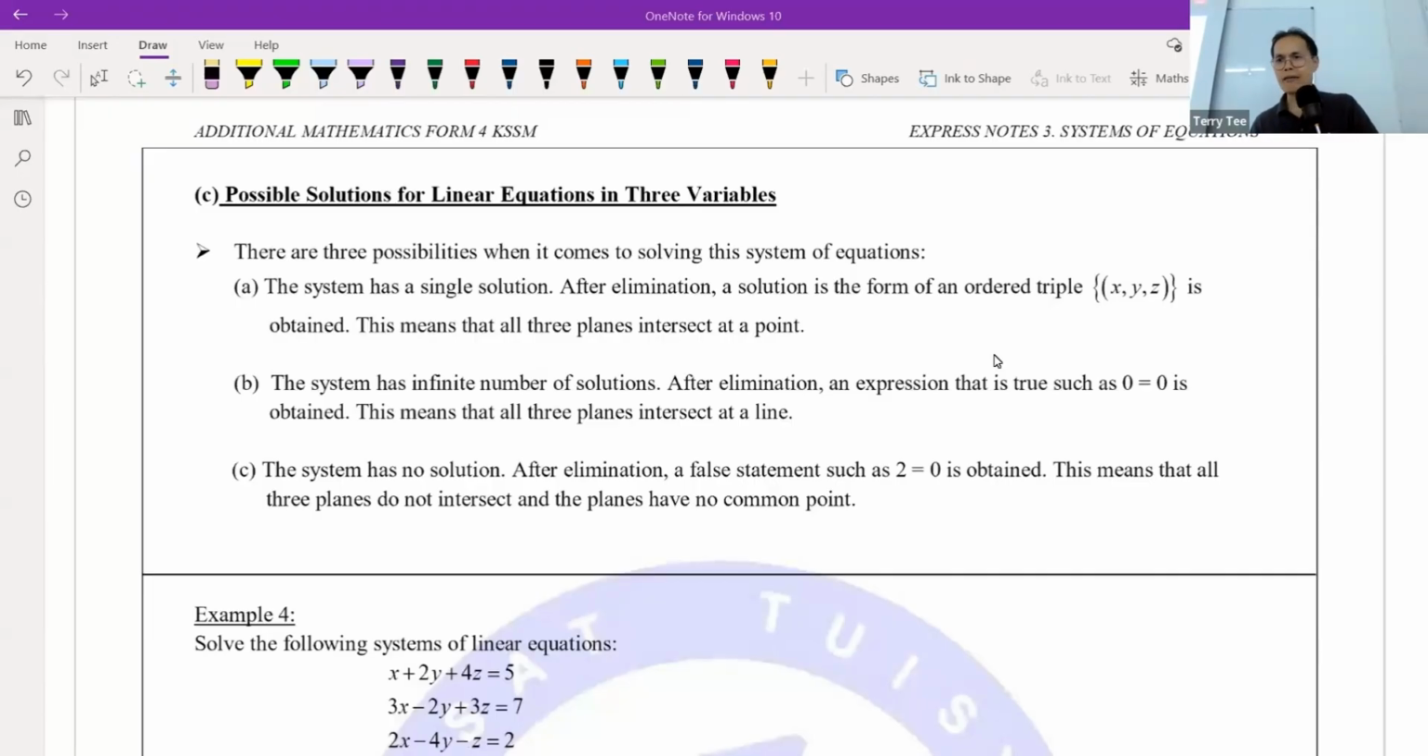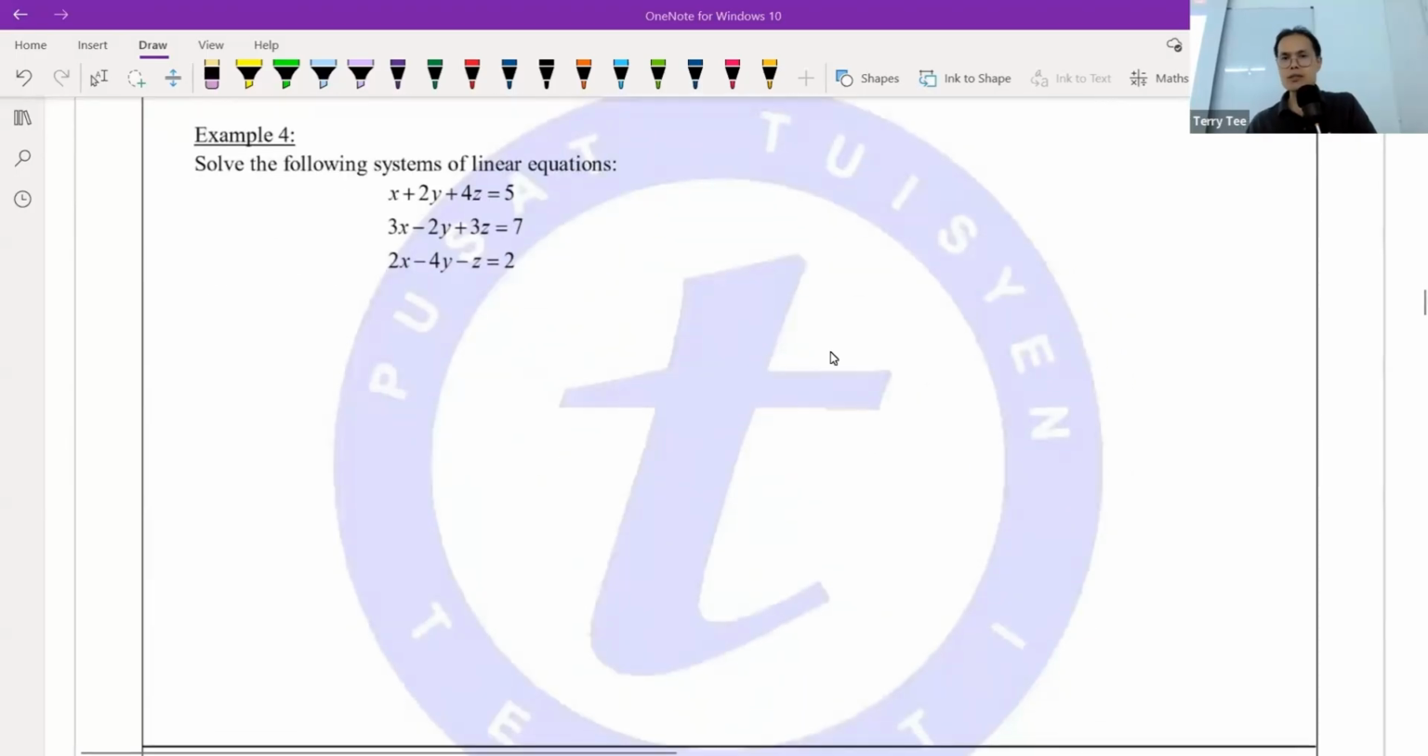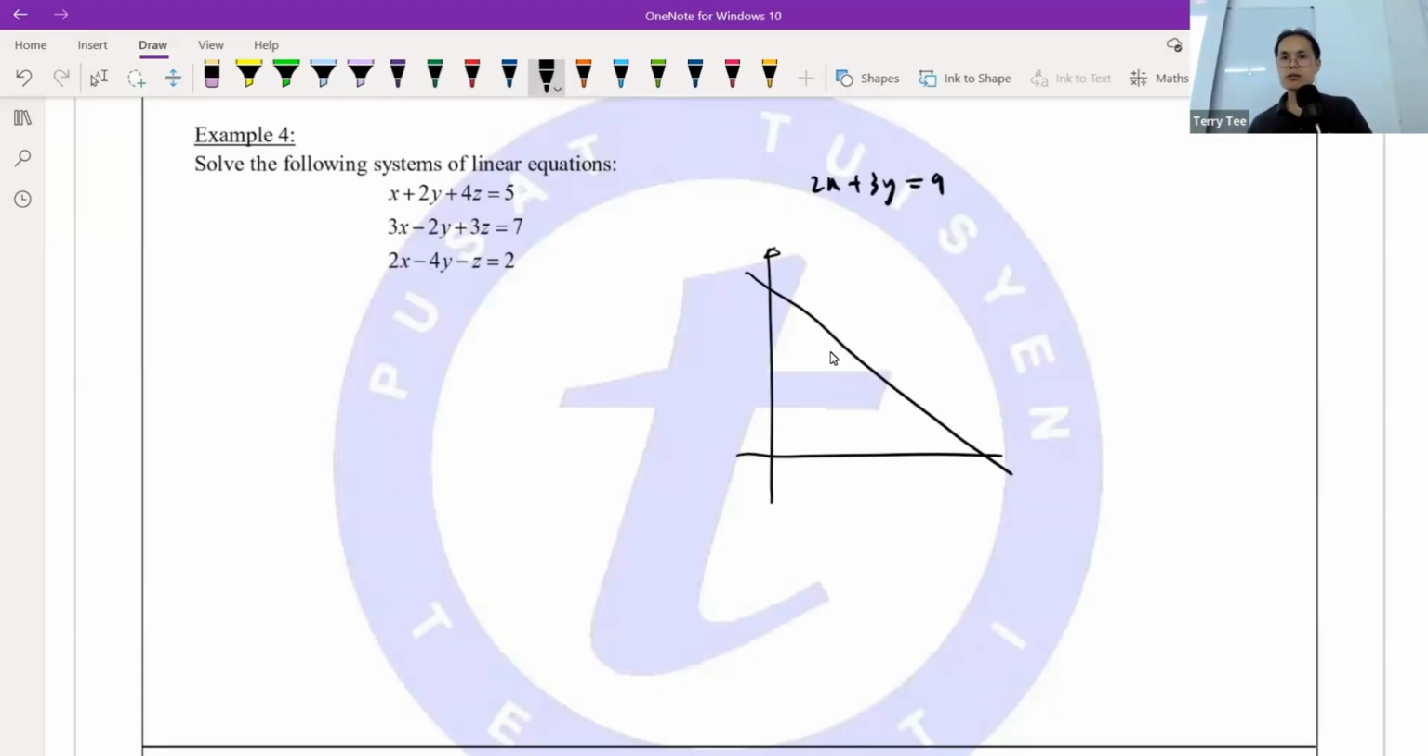Let's talk about possible solutions. Now, sometimes you can have no solution or unlimited number of solutions. Before I do this, let me explain. When you solve this equation for x, y, z, when you get rid of one unknown, let's say you get 2x plus 3y equals 9. This line is a slanting line with a gradient of negative 2 over 3. Your y-intercept is 3. So this equation is 2x plus 3y equals 9.